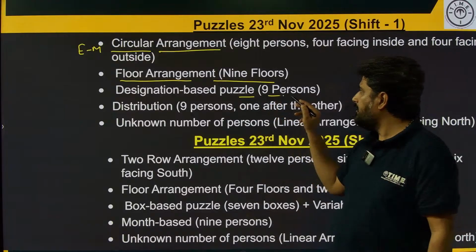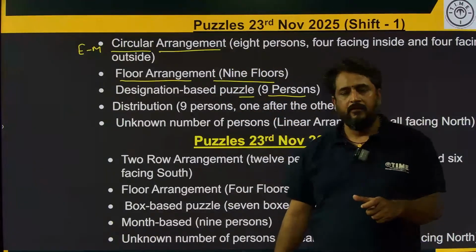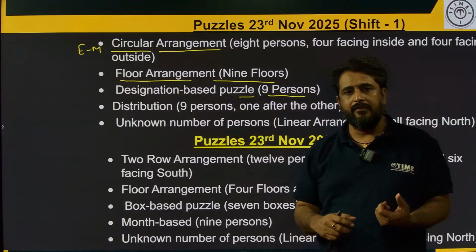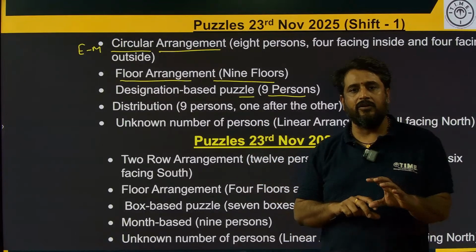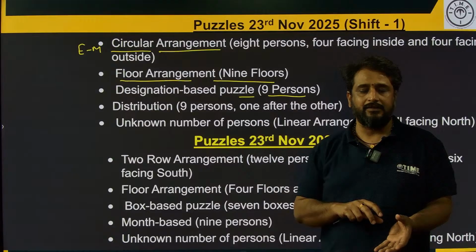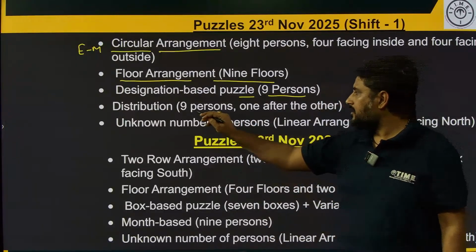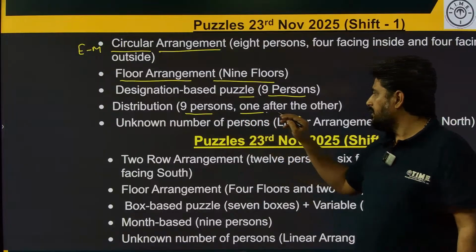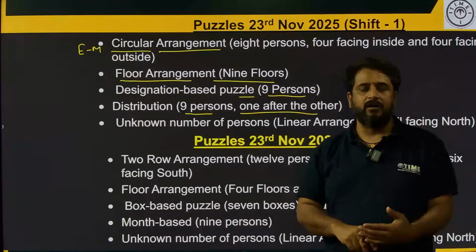Designation puzzle, 9%. In previous also shift 1, 22nd November shift 1, we observed the designation puzzle where a variable is given. Here variable is not given, but the number of persons got increased. 9 designations here. Okay, same model. 9 persons, one after other. Simple information is given that 9 persons went to a shop and purchased the items one after the other.